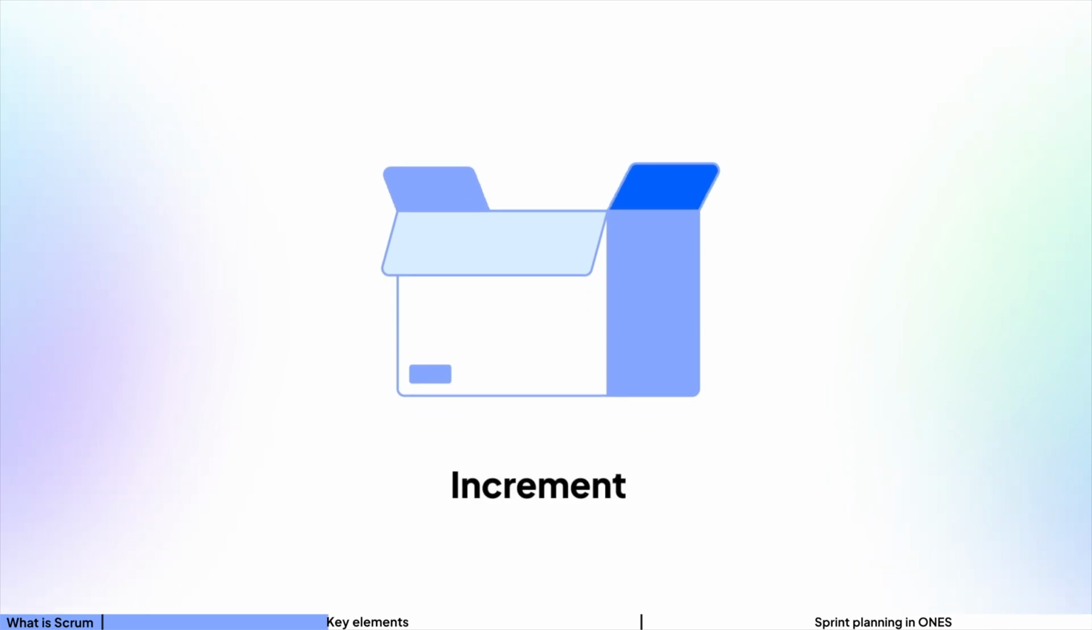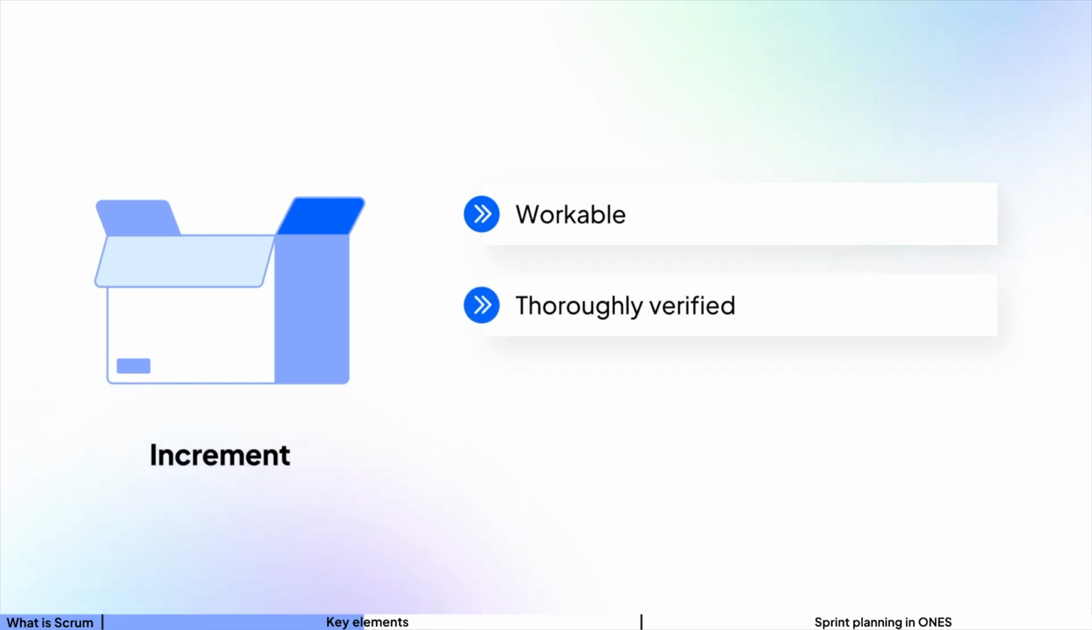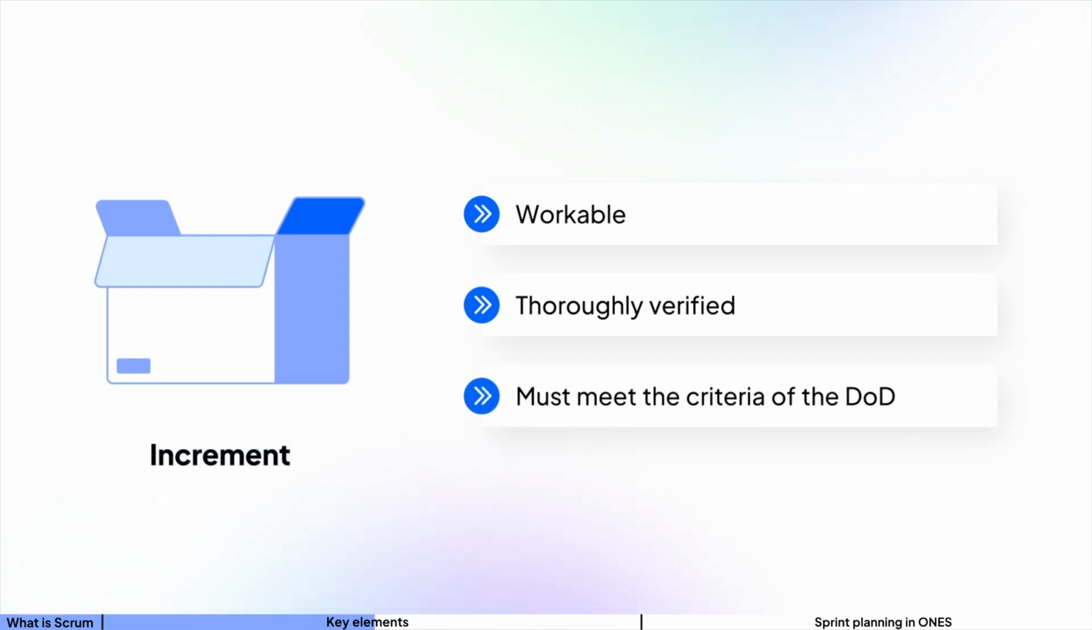The third artifact is increment. It's the sum of all product backlog items completed during a sprint. It's additive to all prior increments. An increment must be: first, workable. In order to prove value, the increment must be useful for customers. Second, verified. A demo will take place to showcase the latest stable version of a product at the end of a sprint. Third, it must meet the criteria of DoD.